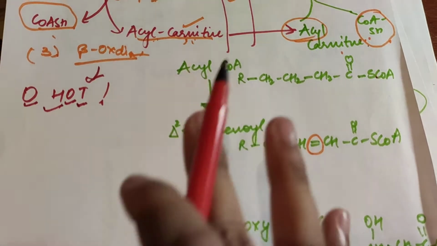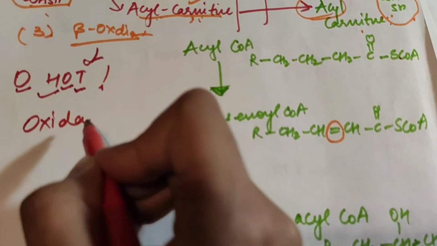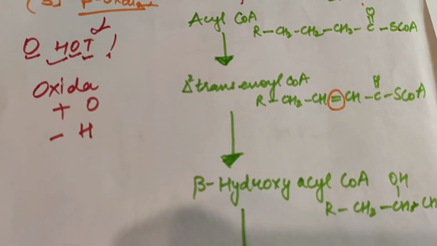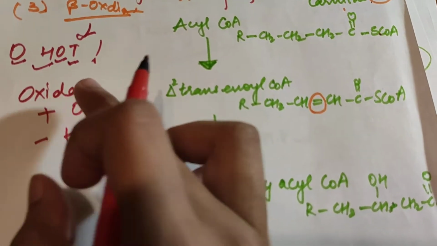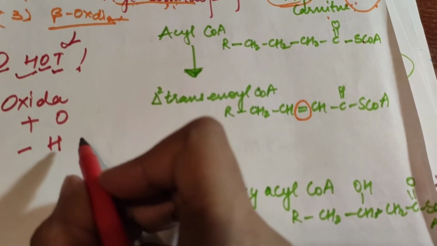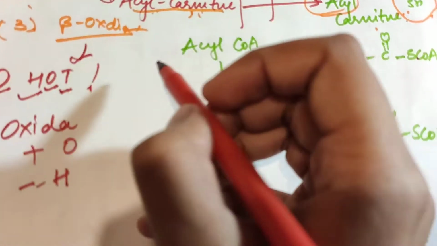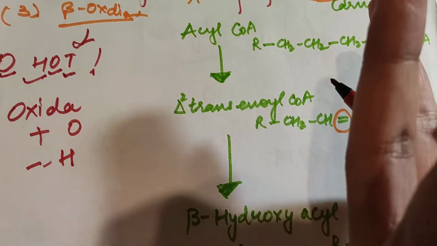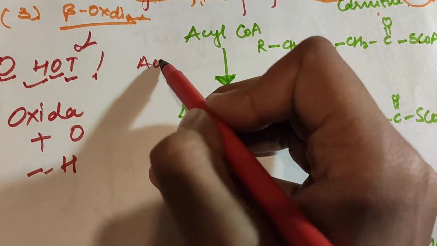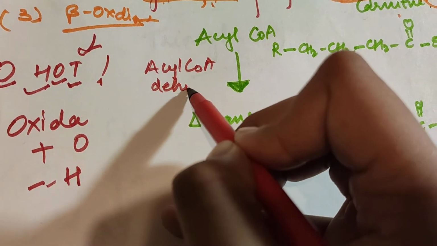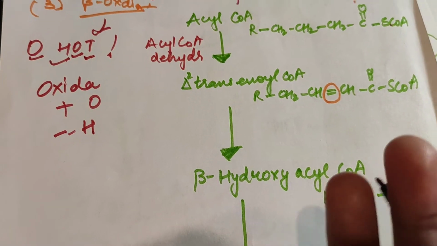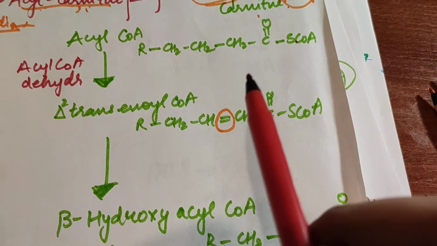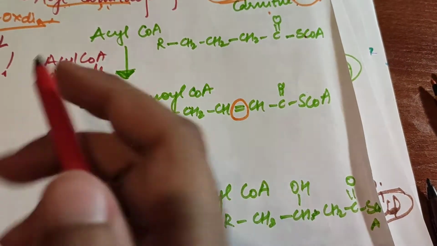First step is oxidation. What is oxidation? Oxidation is either addition of oxygen or removal of hydrogen or electrons. Here we will not add oxygen, but we will dehydrogenate. So what enzyme will be here? Dehydrogenase. The full name is acyl coenzyme A dehydrogenase. It will dehydrogenate and oxidize it. You can see from here, two hydrogens are removed. When they are removed, that is dehydrogenation and oxidation is occurring.